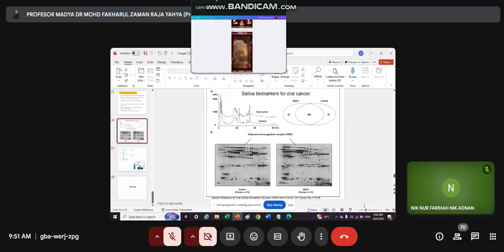Okay, last one, we want to see how the 2D SDS-PAGE image can develop our understanding about what happens during cancer disease. Okay.